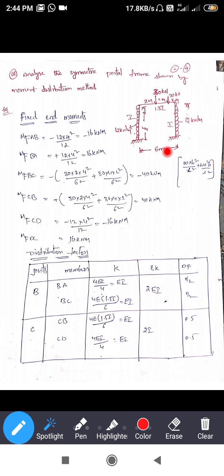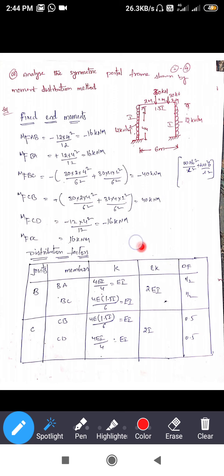The second step is distribution factors. Where the joints are there, you can find out the distribution factor for a particular joint. We have two joints, one is B joint, another is C joint. First I am taking B joint. B joint has two members, one is BA, another one is BC. What is the general formula? The general formula is 4EI by L. That is the general formula for finding the distribution factor.